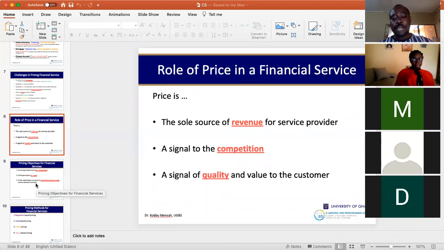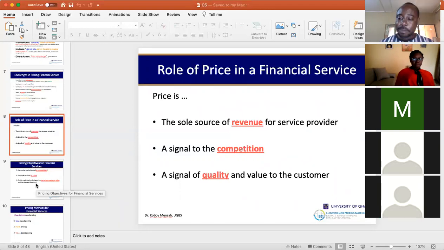So you could even add a fourth construct, which is relationship building, just as Bridget is talking about. A role of pricing, or one of the roles of pricing, is also to build relationships, all right? Kobe, please, I have a question. Yeah, Dora, go on.